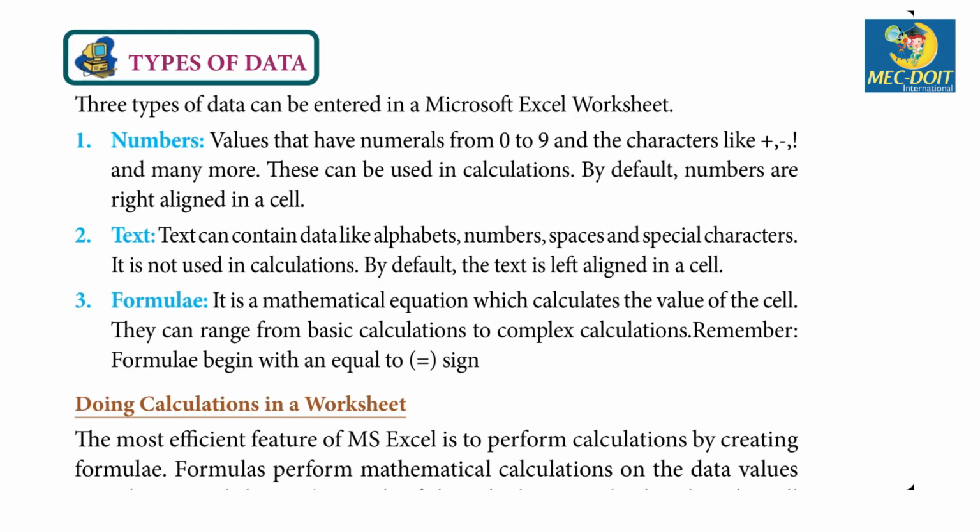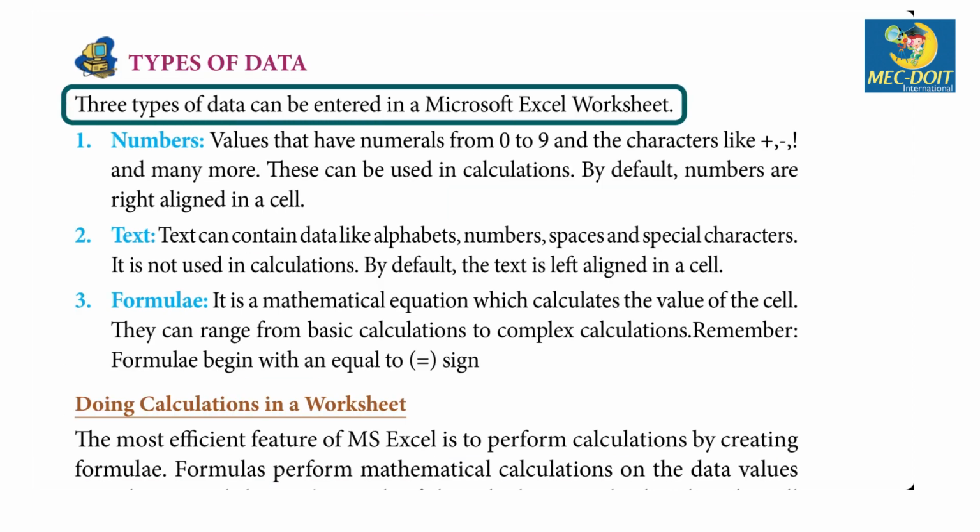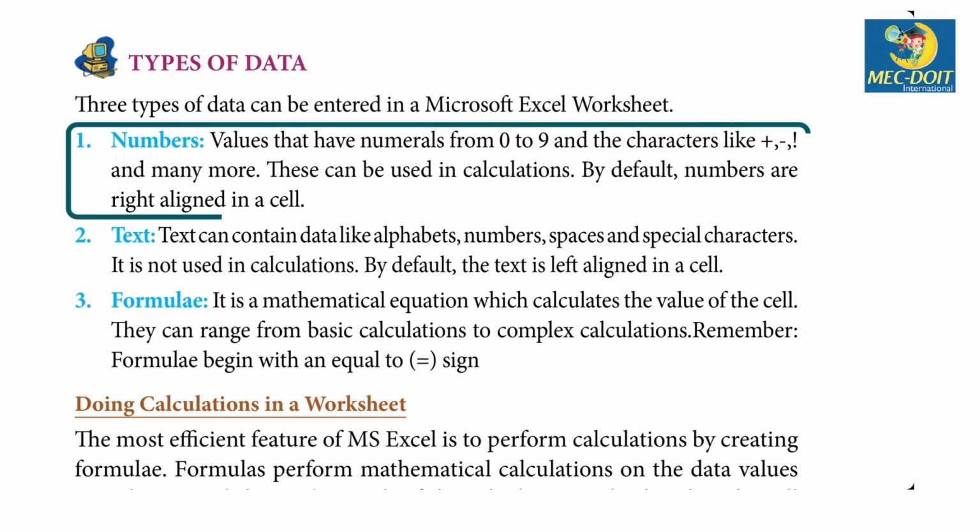Types of data. Three types of data can be entered in a Microsoft Excel worksheet. 1. Numbers. Values that have numerals from 0 to 9 and characters like plus, minus, and many more. These can be used in calculations. By default, numbers are right aligned in a cell.